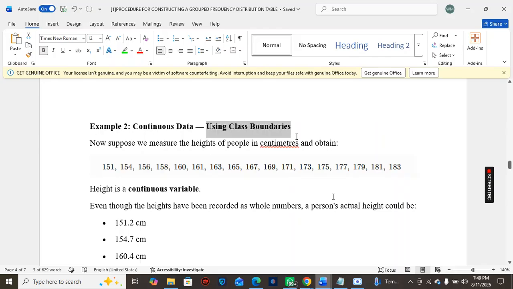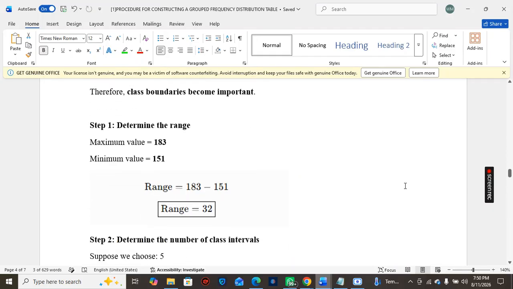So the process is still the same. Step number 1, we need to find our range. We see what is our lowest value, 151, and what is our highest value, 183. So our range is 183 minus 151, which is 32.